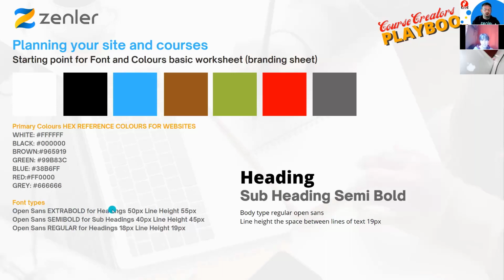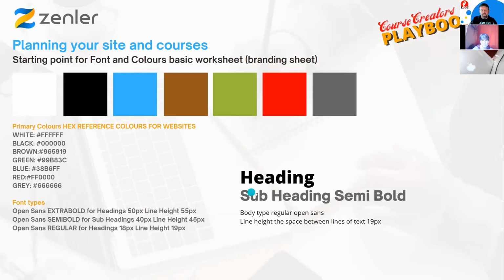The reason I've chosen Open Sans in the Zenler system is I have lots of font options to choose from. I have light, condensed, extra bold, semi-bold, regular, italicized. I have a lot of choice of fonts with this one particular font. But you might want to choose differently.